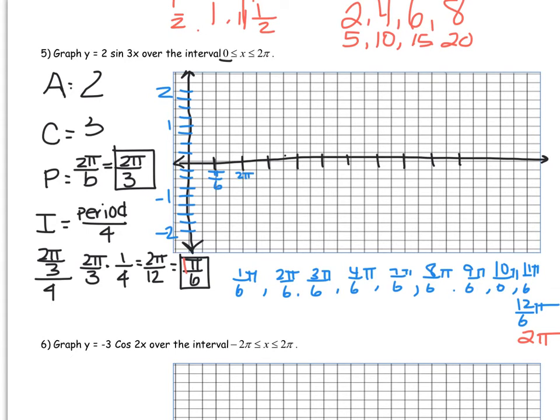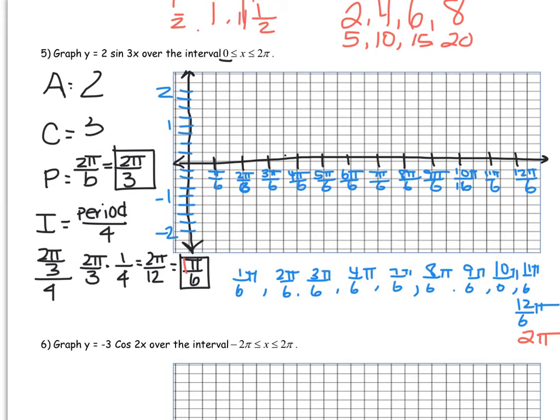Then 2 pi over 6, 3 pi over 6, 4 pi, 5 pi, 6 pi, 7 pi, we actually need more. I need 12. So we need 11 pi over 6, 12 pi over 6.